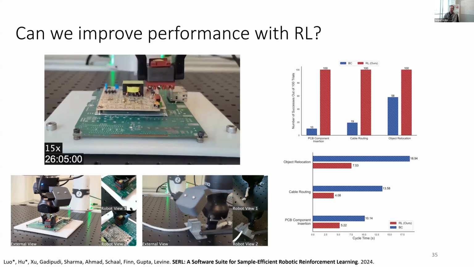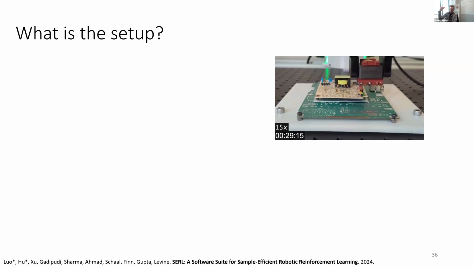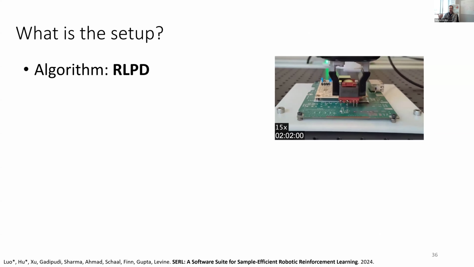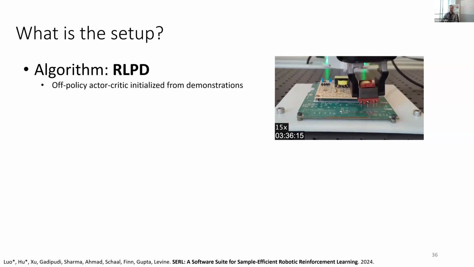More recently, we extended this method to incorporate additional human interaction. I'll show you the results later, but first let me just summarize the setup here. So this uses an algorithm called RLPD, RL with prior data, which you can think of as basically soft actor critic with a particular technique for incorporating demonstrations into the replay buffer.